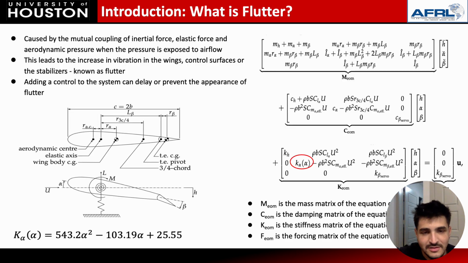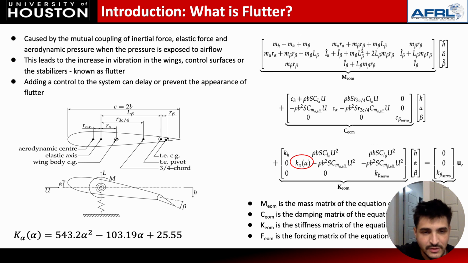The LQG system is going to be applied to the 3-degree airfoil that you see in the bottom left, where you have angle of attack alpha, H is going to be the plunge, and beta with the lift and moment acting at the elastic axis. And we're going to be analyzing flutter on the 3-degree freedom airfoil.